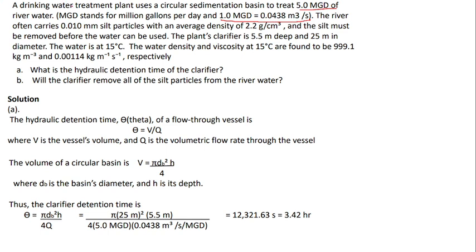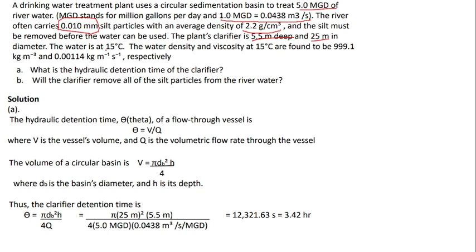A drinking water treatment plant uses a circular sedimentation basin to treat 5 mgd of river water. The river often carries 0.01 mm silt particles. This is the silt particle size, and the average density of the silt particle is 2.2 gram per centimeter cube. The silt must be removed before the water can be used. The plant's clarifier, this clarifying tank, has a depth of 5.5 meter and a diameter of 25 meter. So here in the question, the diameter is given already.